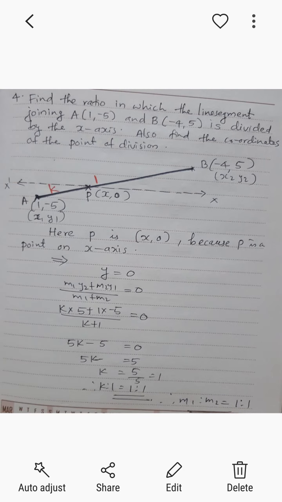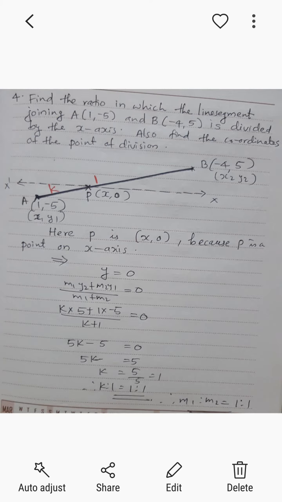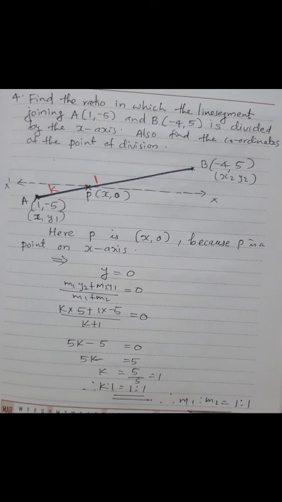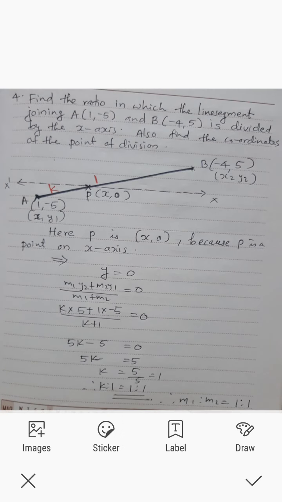Next problem is: find the ratio in which the line segment joining A(1, minus 5) and B(minus 4, 5) is divided by the x-axis. Also find the coordinates of the point of division. What's the problem here? Here also we are asked to find the ratio.